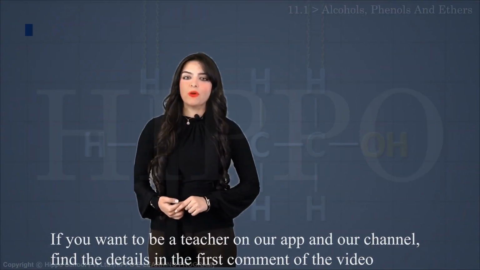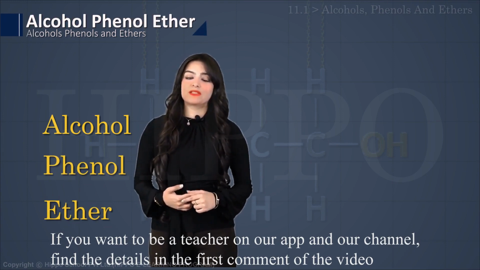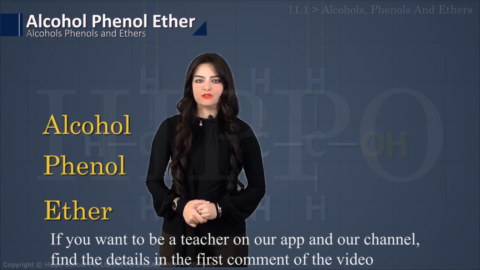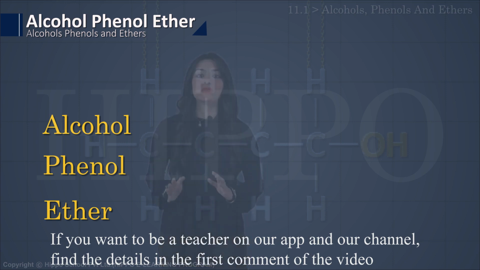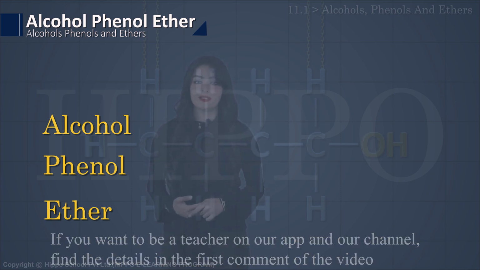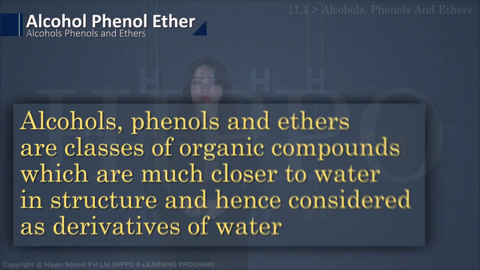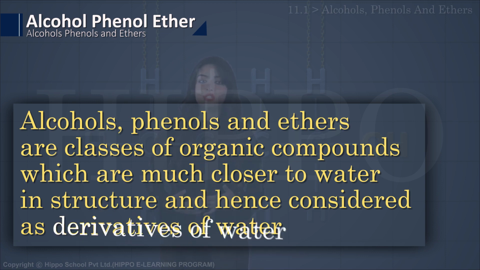Now in this chapter we will study alcohols, phenols, and ethers. Now you should think, and I used to think, why we kept these three organic compounds in the same chapter. You have to remember that the special thing in these three is that their structure is obtained from water. That's why we call them derivatives of water.